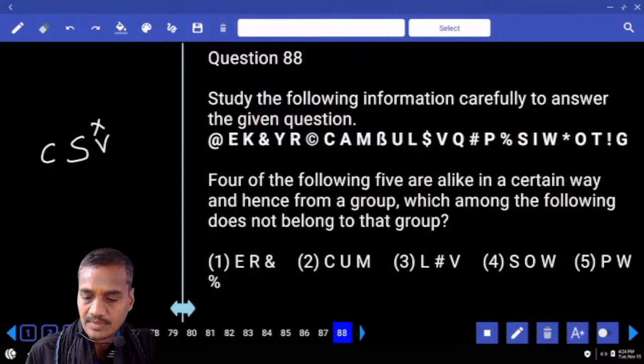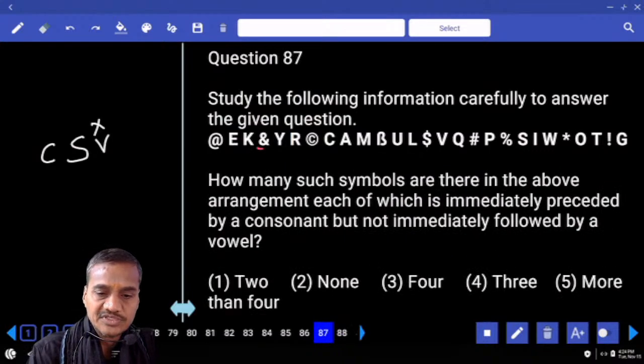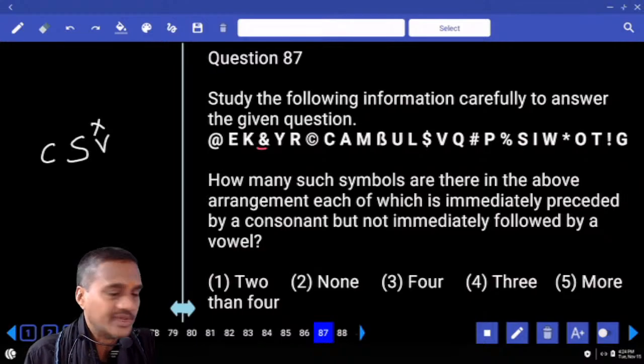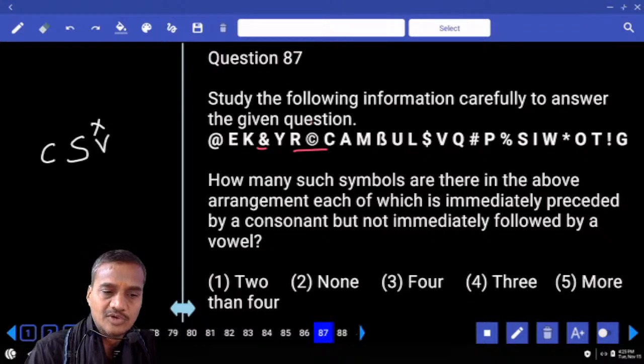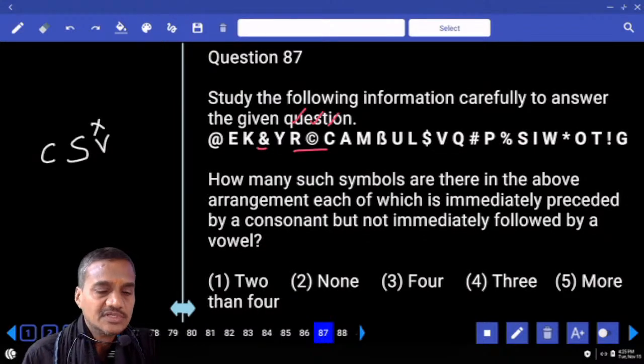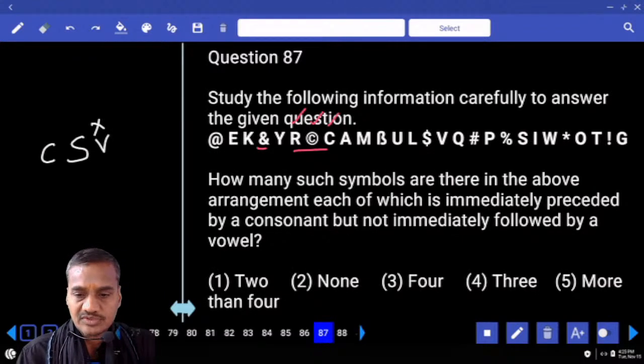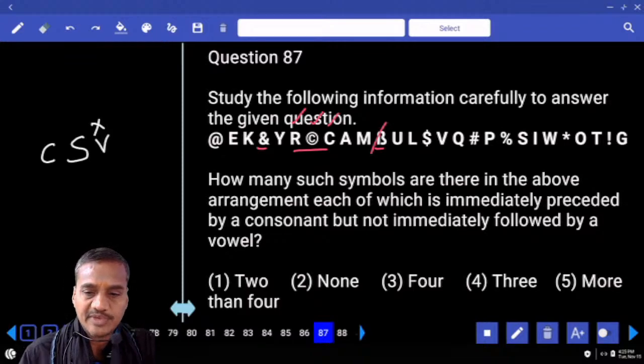Isn't it? Now here in this one, this is a symbol preceded by a consonant, and it is followed by Y. Y is a consonant. And next one, symbol. Now this symbol, consonant, and it is preceded. Now this one, copyright is a symbol preceded by a consonant and followed by C. C is not a vowel. And so how many are there as of now? There are 2. Next one, if you take this one, it is followed by a vowel.